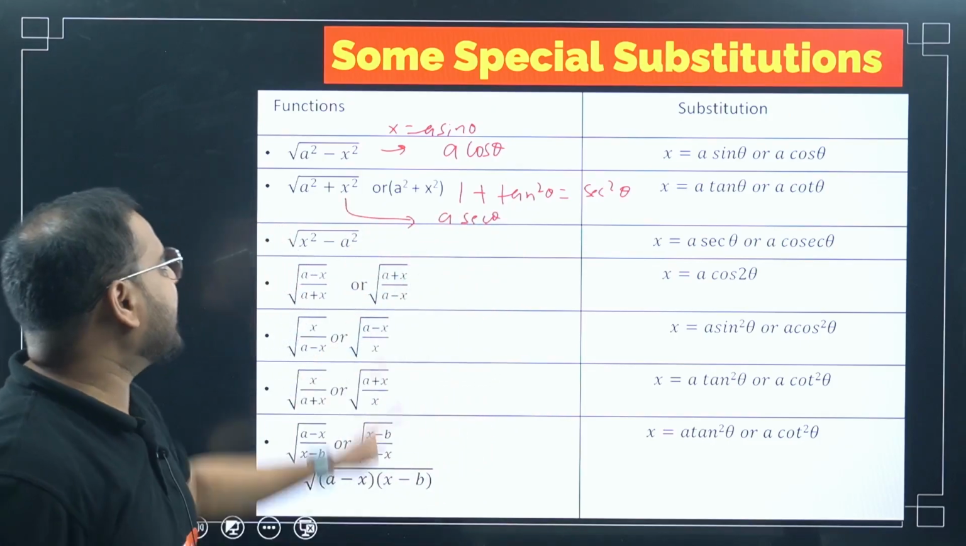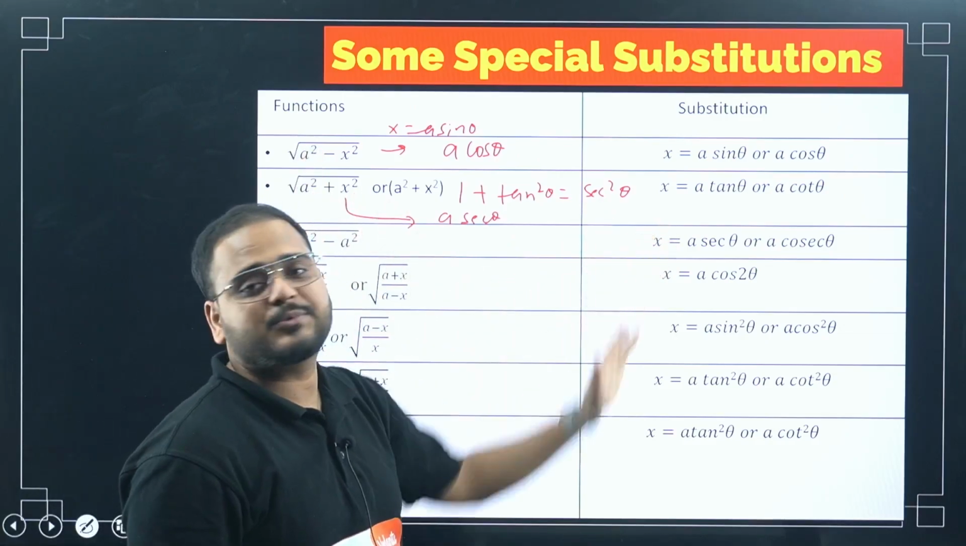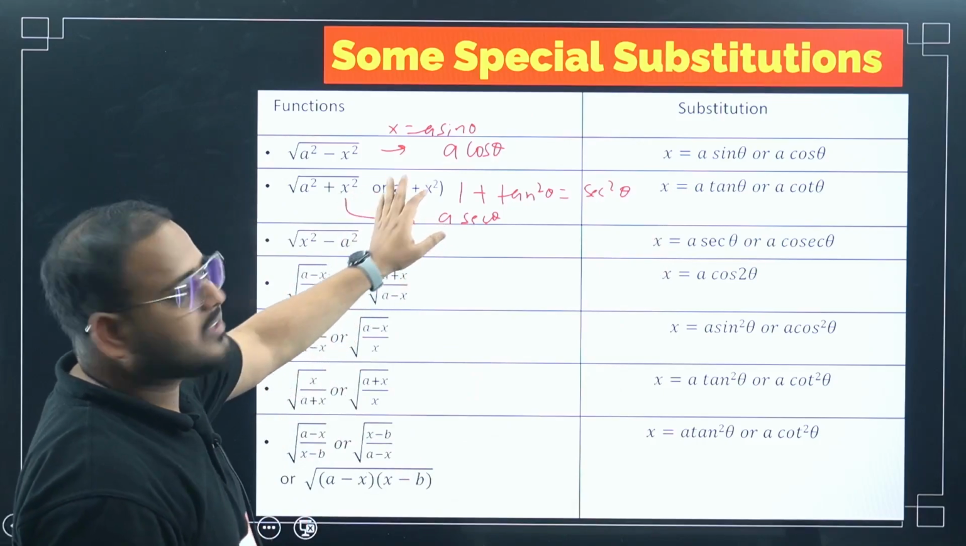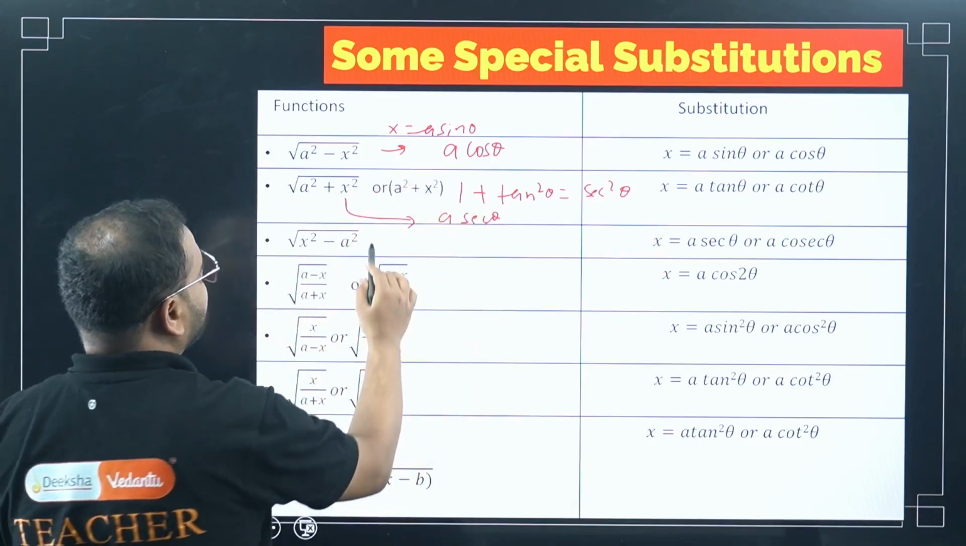So basically we are trying to get rid of this form using the substitution. Okay. The same goes over here also, whether in the root or not. Same here. What about this?